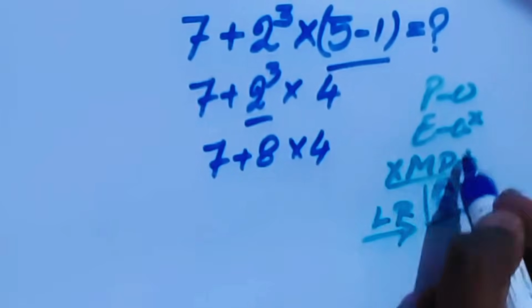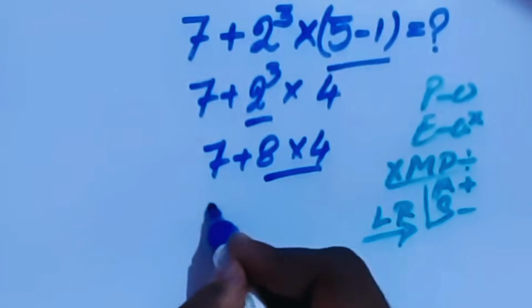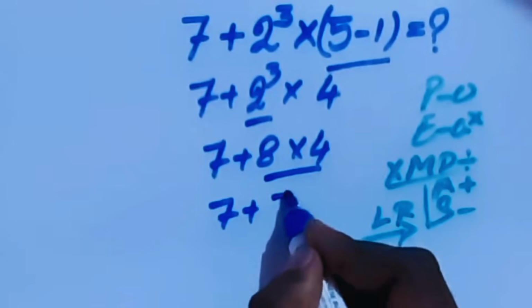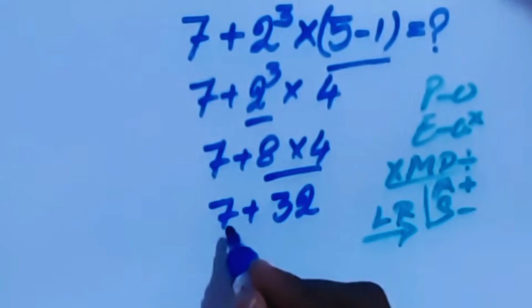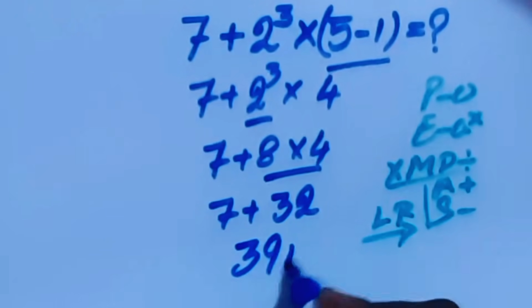Here the next priority is multiplication and division. So we have to do this multiplication before this addition. Here 7 plus 8 times 4, where 8 times 4 is 32. Here 7 plus 32 is 39, which is the correct answer.